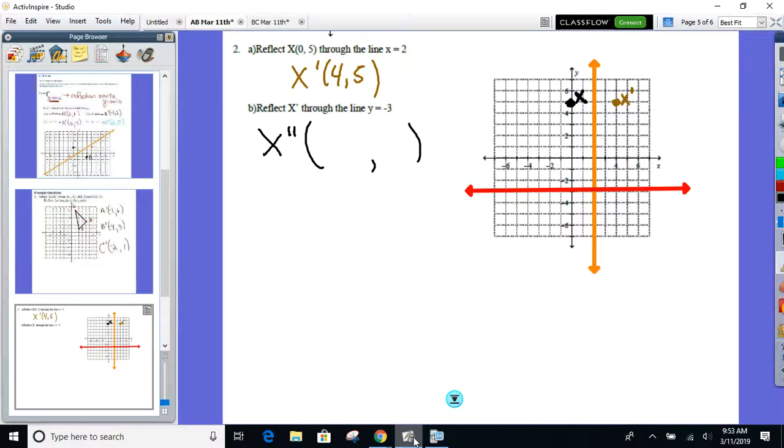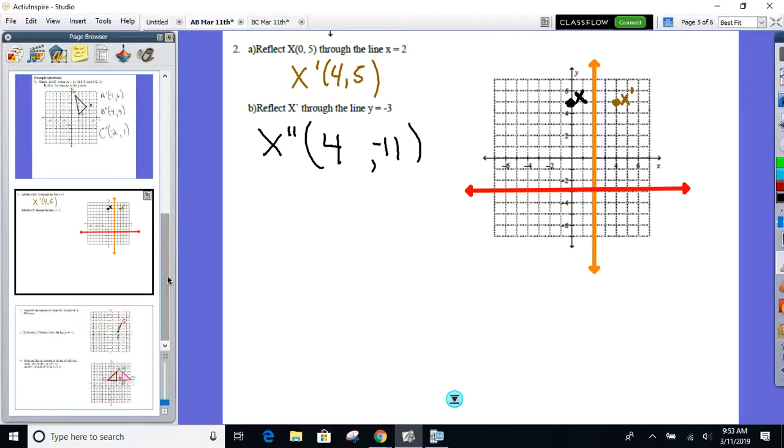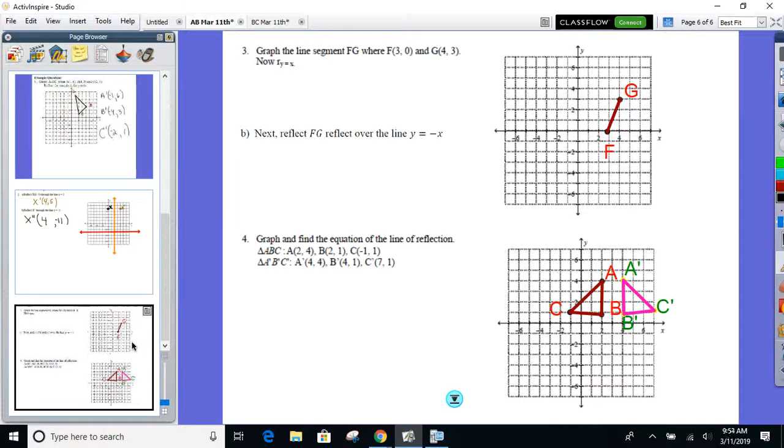19. 4, -11. Look at that. We could handle it even though we didn't have space on the graph. All good. All right, we just reflected a triangle. How about a line segment now?